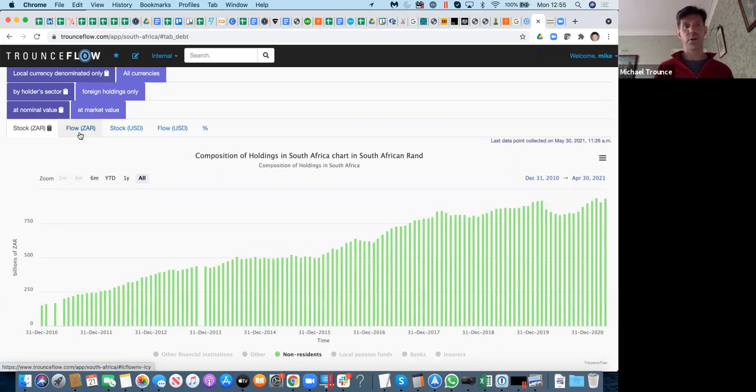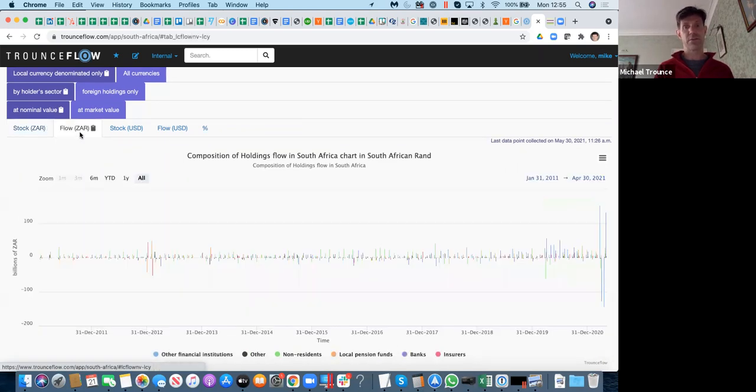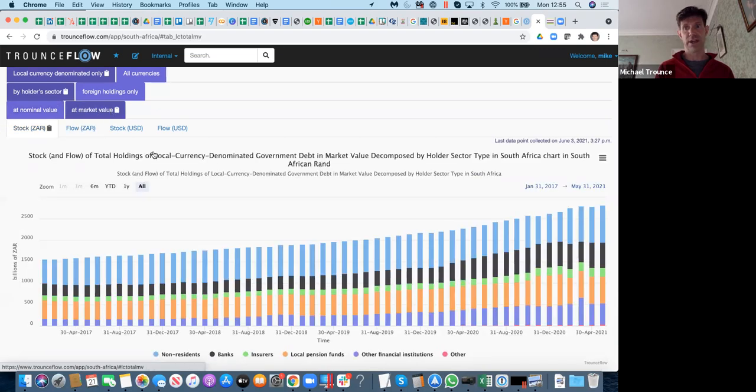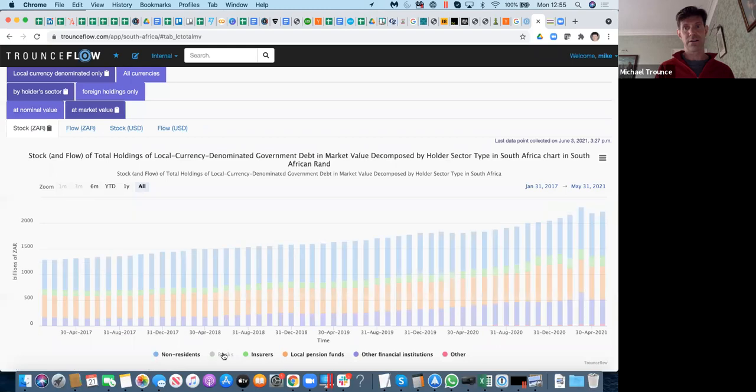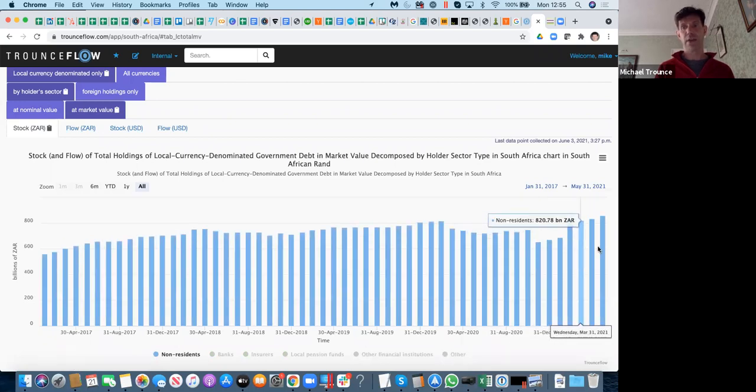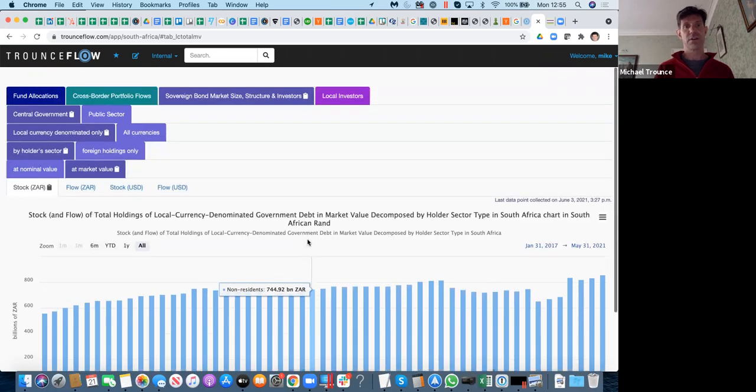This is a stock view in local currency. If we look at it in flow terms and we unselect the others, again, we can see there's been some very good buying over almost the last year. This data is the nominal value, but we can also measure this at market value, and noticing that non-residents are in blue now, not green, we can see a slightly more up-to-date picture, again showing that buying from the foreigners. So everything's screaming at you that the foreigners have been buying.